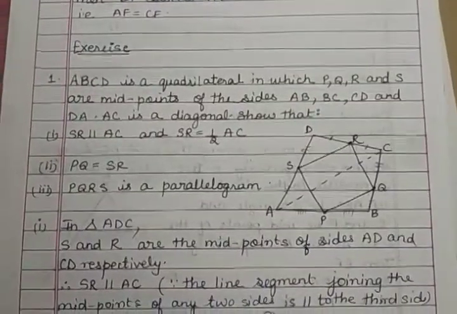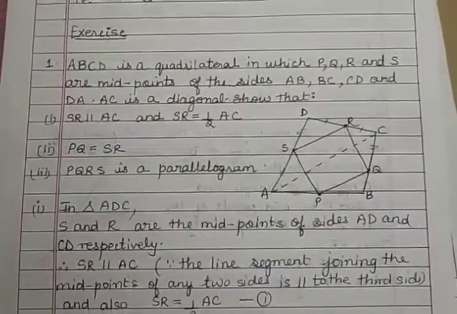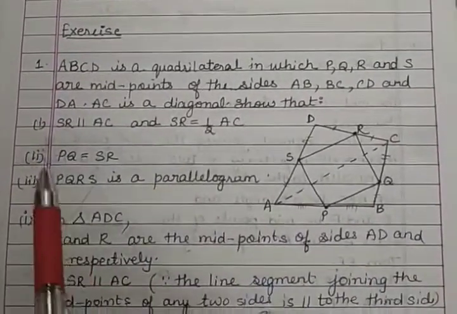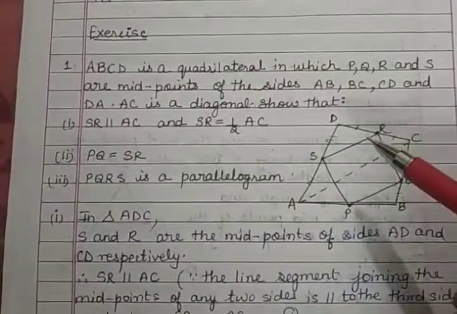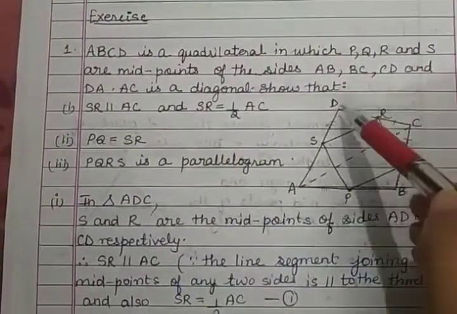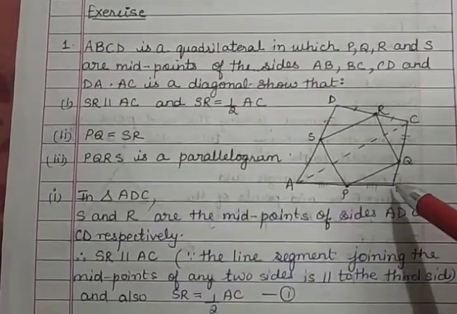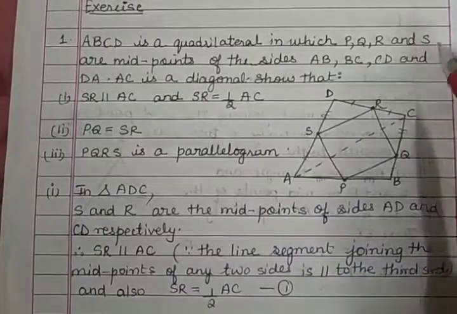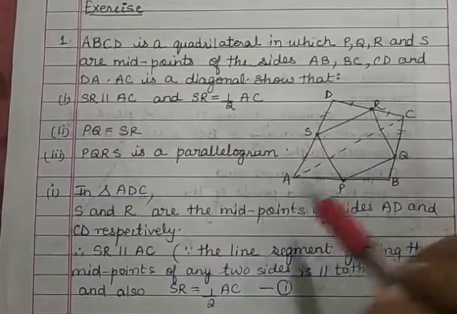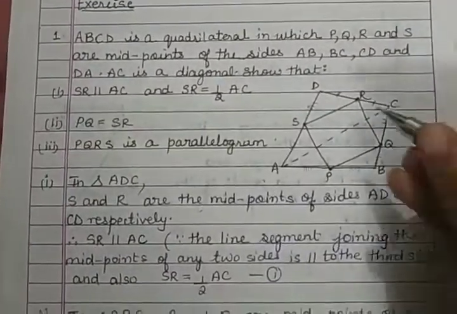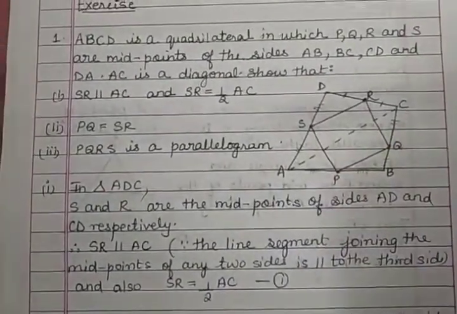In this video, let us solve some problems based on the midpoint theorem. So the first question is: ABCD is a quadrilateral, in which P, Q, R and S are midpoints of the sides AB, BC, CD and DA. So you have a quadrilateral. The figure is already given to you.